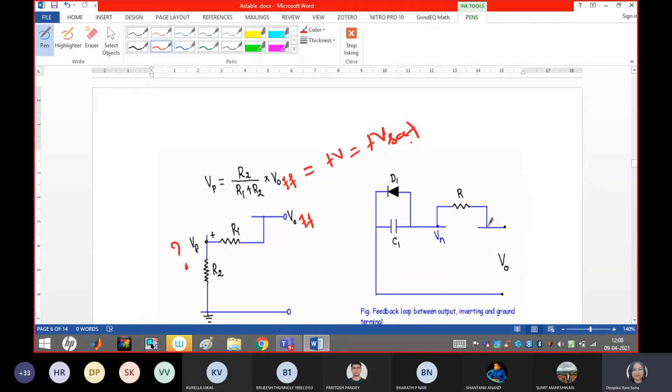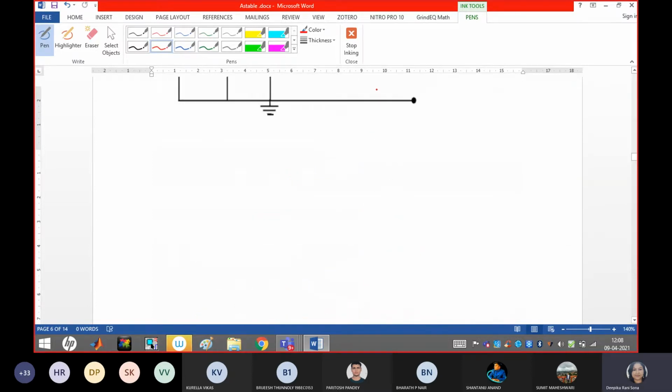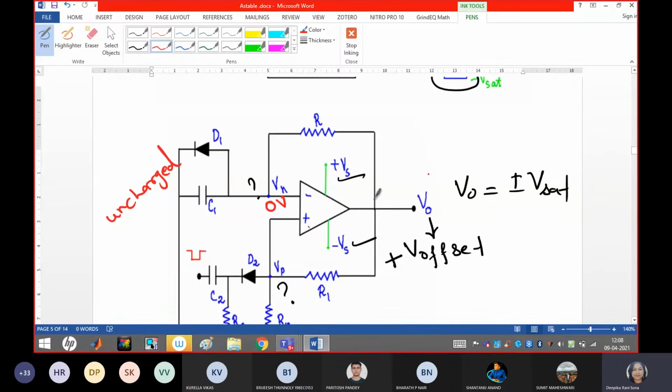Okay, so now I am getting V naught equal to plus Vsat. Okay, so here guys, now V naught is equal to plus Vsat, because initially the capacitor was uncharged, and that's why the voltage across the capacitor is 0, and that's why the voltage at the Vn terminal is also 0. Now come to the second point of observation. Up to Vsat we got.